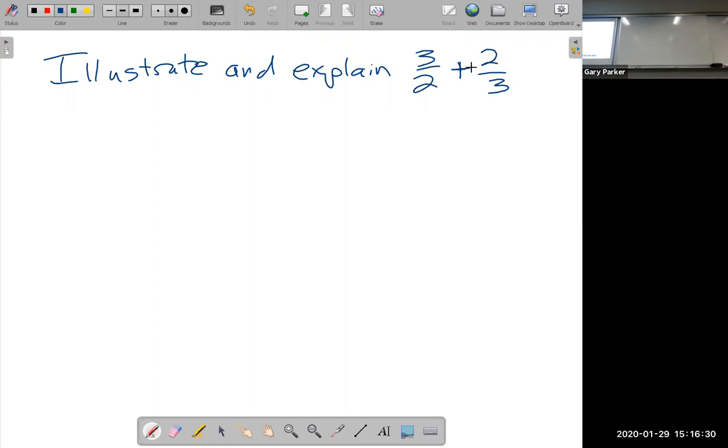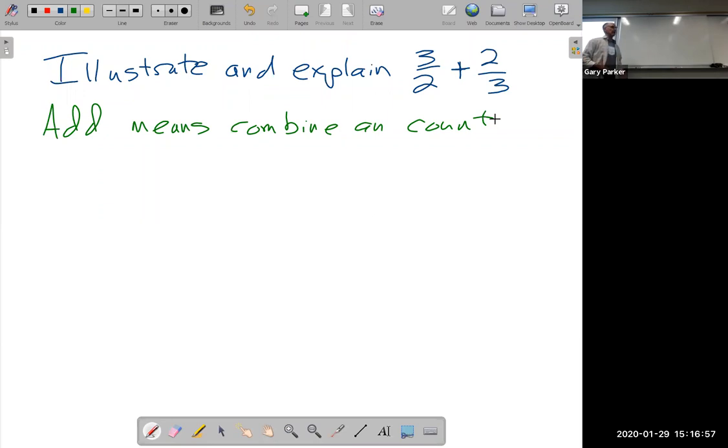So to do this, I have to remind myself, as part of my explanation, what does addition mean? Combine and count. That's part of my explanation. Add means combine and count. So I expect you to tell me what addition means. Or if it's a subtraction problem, what does subtraction mean? Like maybe you'll say subtraction means to compare and find the difference.